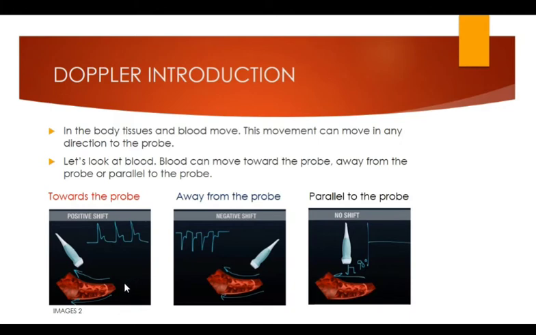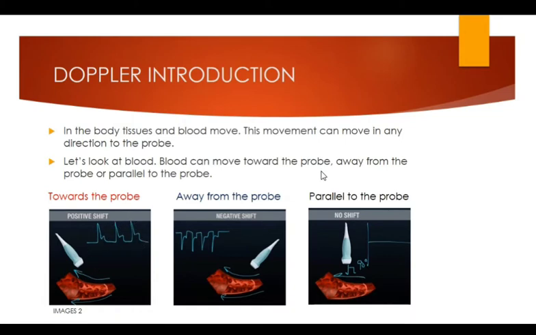So we've got in our first example, blood moving towards the probe. We've got our vessel down here. We've situated our probe on this angle. And so you can see that as the blood moves up towards the probe, it's going to create what we call a positive shift.